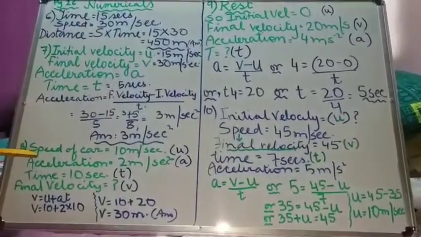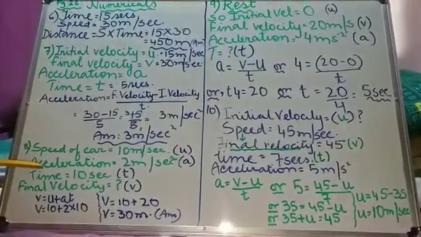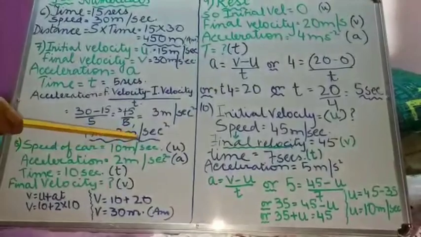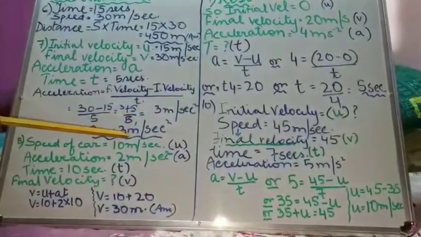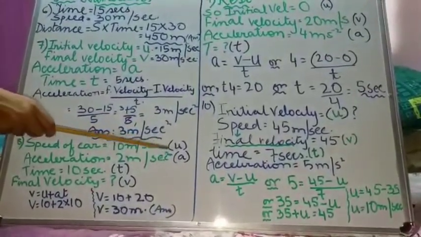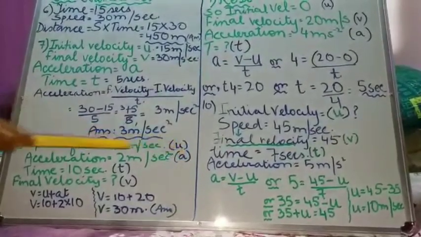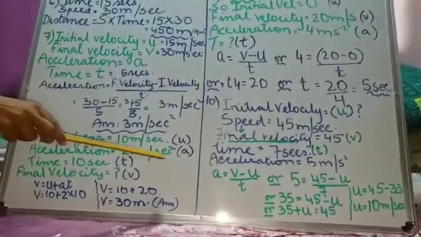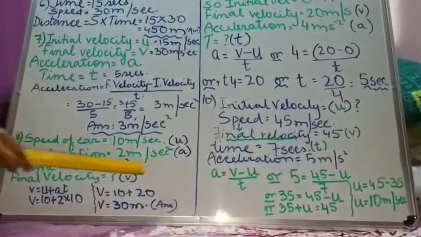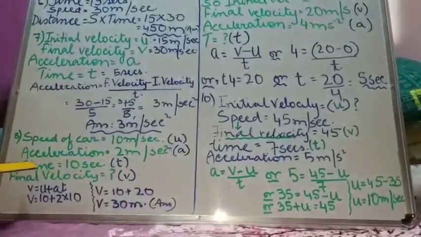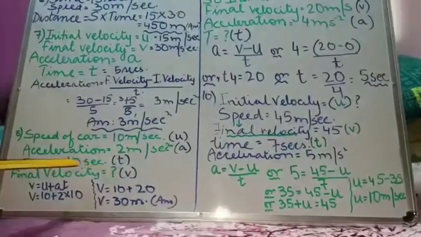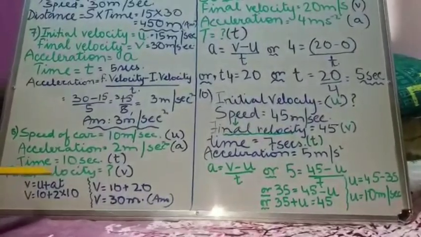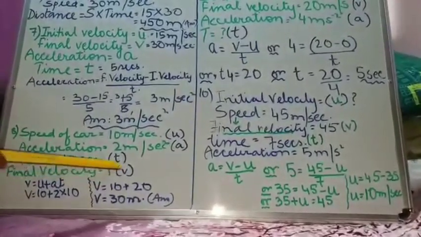A car travels with the speed of 10 meter per second. What is the speed of the car? 10 meter per second, and that is the initial velocity, that means that is u. Then acceleration given is 2 meter per second square. Time is 10 seconds. What is asked in the question? Calculate the final velocity, that is v.